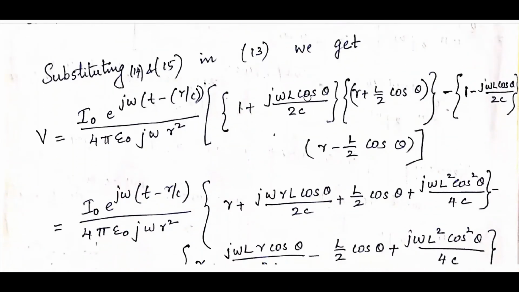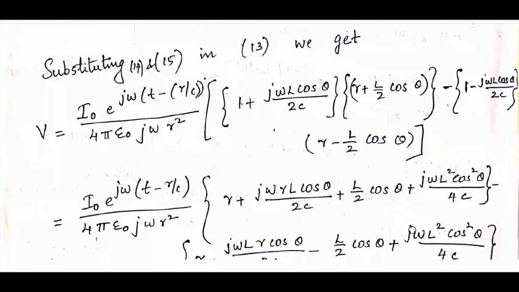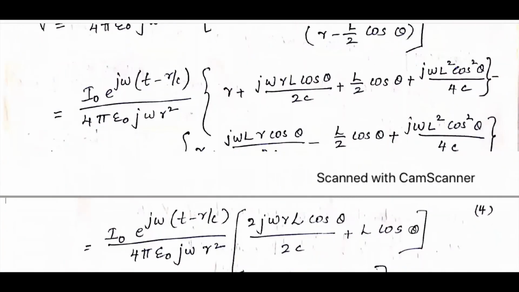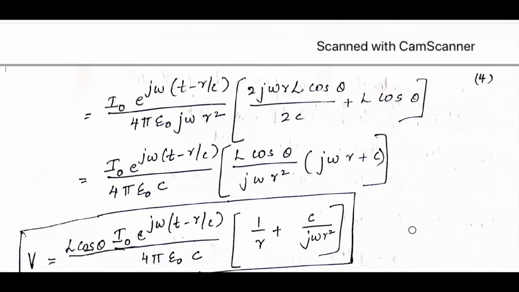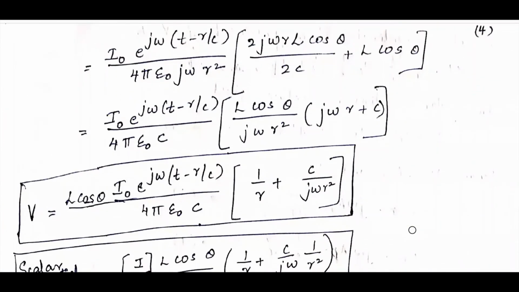So finally you will get this equation. Again you have to cross multiply. Once you cross multiply, you will get this equation. So the final will be this equation. This equation you have to study. This is the equation for vector potential.